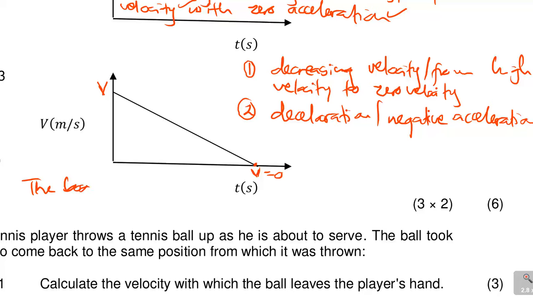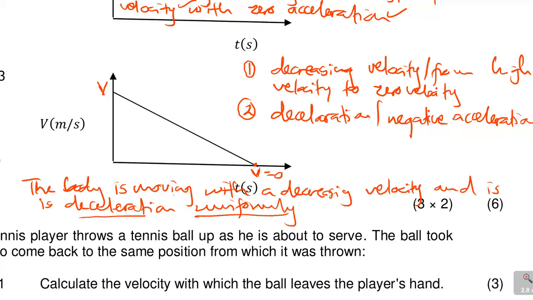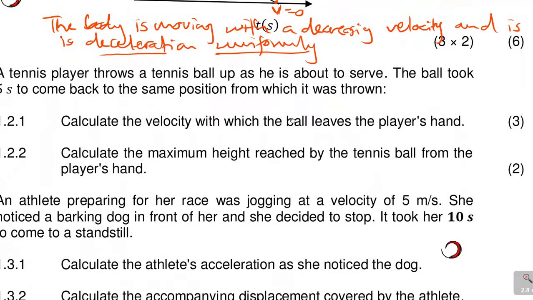We can say the body is moving with a decreasing velocity. Remember, we said this is decreasing when the line is going down like that, with a decreasing velocity, and it is decelerating. But because it's a straight line, it's decelerating uniformly. It's very important there, uniform deceleration. I think that's where we must use the word uniform. So even here, it's supposed to say uniform deceleration because it's a straight line. That word uniform is important. So that is how you can get those marks, guys, if you're working from that level.